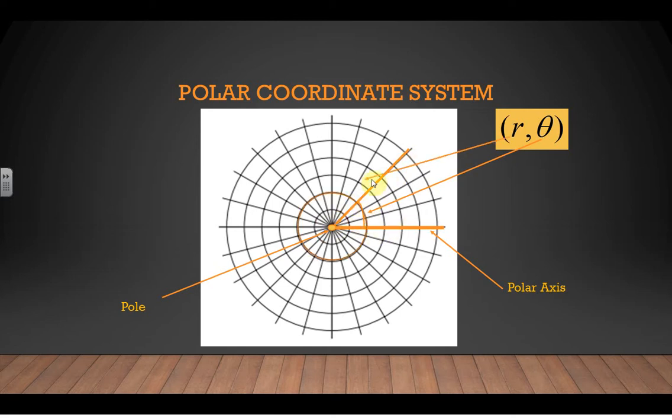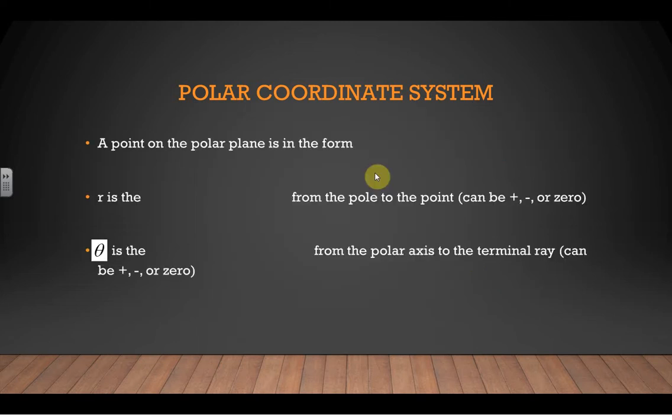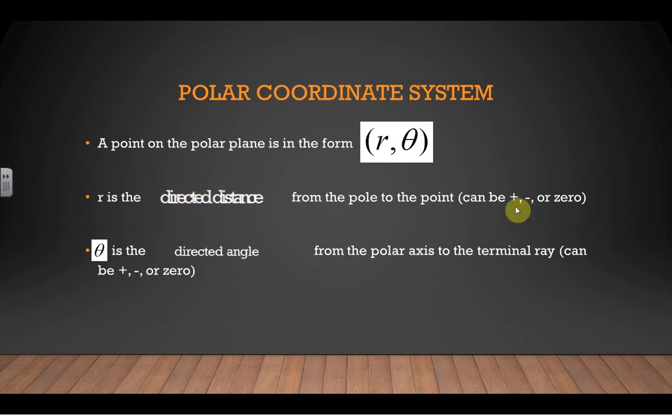Radius, angles, etc. So a point on the polar plane is in the form r comma theta. r is the directed distance from the pole. Directed meaning we'll tell you a positive or negative distance to go. It can be plus or minus, see? And then theta is the directed angle. Same thing, positive, negative, etc.